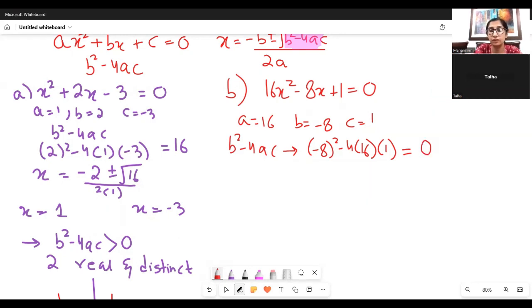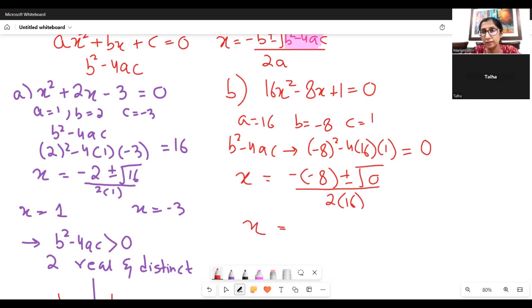If the discriminant is 0, then the quadratic formula is x equals minus b, which would be minus minus 8, plus minus square root of 0, divided by 2a. Now, how many answers will we get? Exactly, only one answer, because the plus minus term became 0. So your answer would be 8 upon 32, which is 1 by 4 after simplifying.